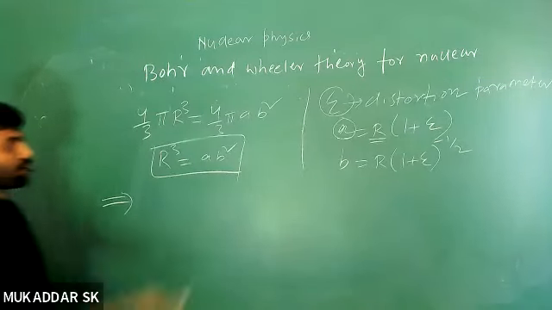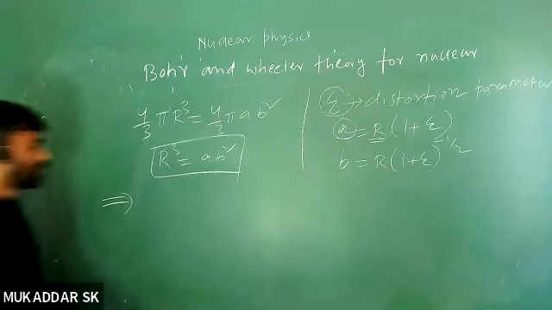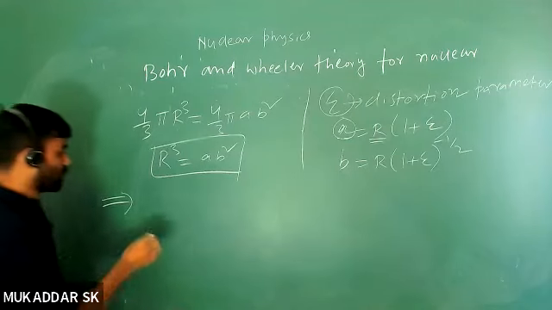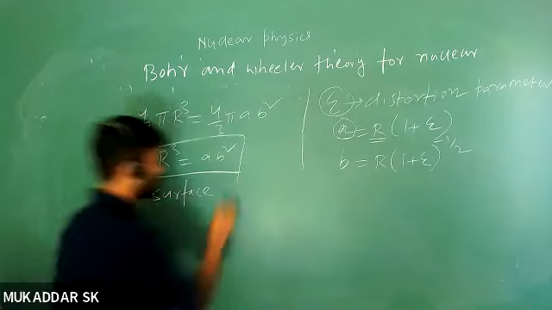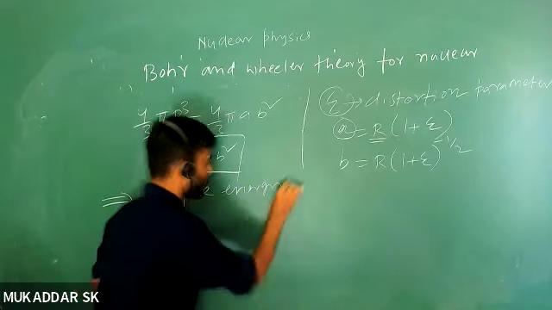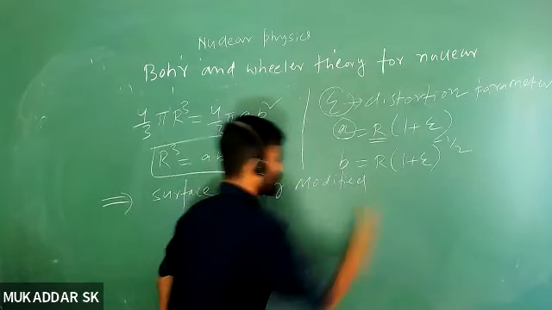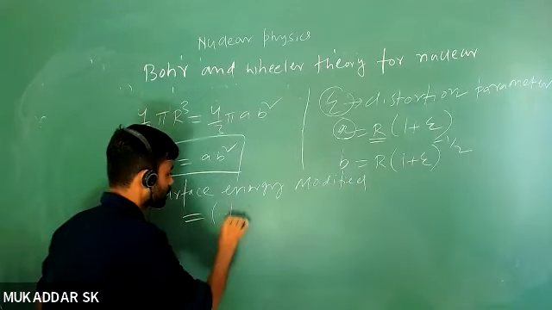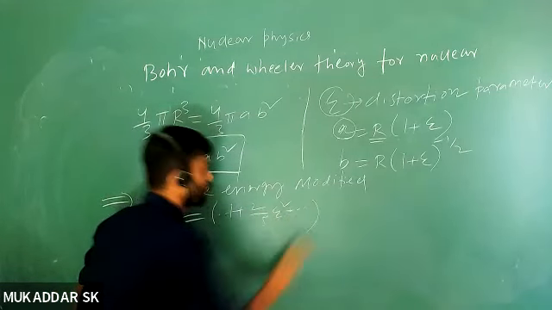Now due to that change in shape, there will be change in surface energy. Surface energy will be modified due to that change in shape from spherical to elliptical by a factor. So surface energy will be modified by a factor of 1 plus 2 by 5 epsilon square and so on.